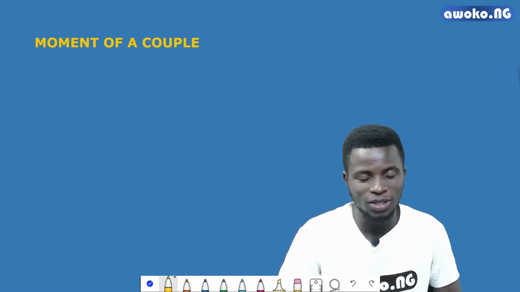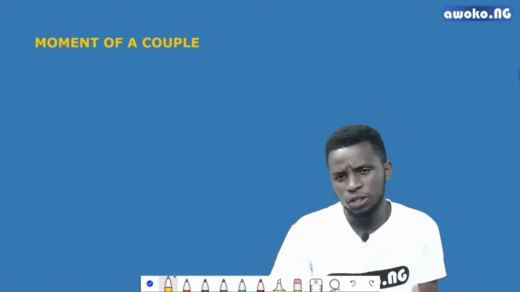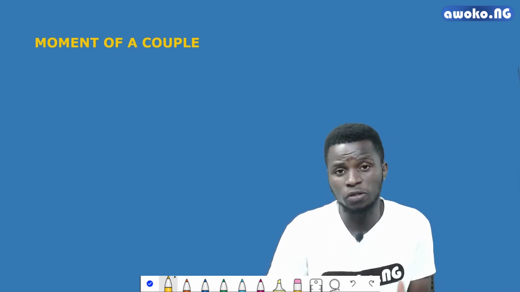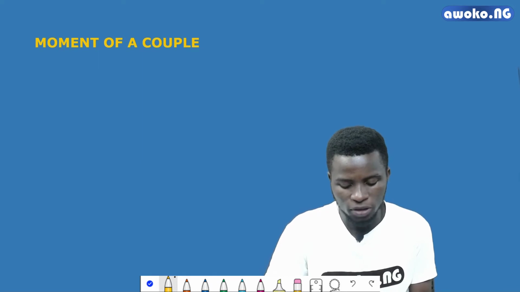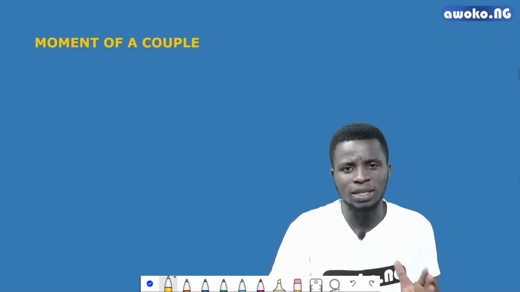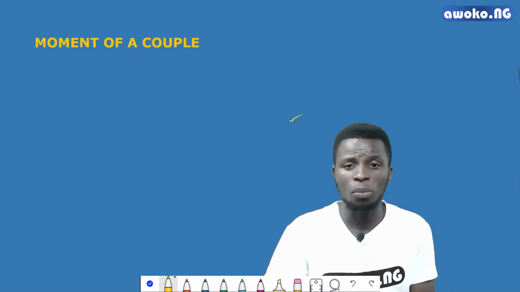We are going to discuss the moment of a couple in this class. By definition, the moment of a couple is defined as the product of one of the forces and the perpendicular distance between the lines of action of the two forces. Understanding what a couple is going to help in our adequate comprehension of what the moment of a couple is all about.